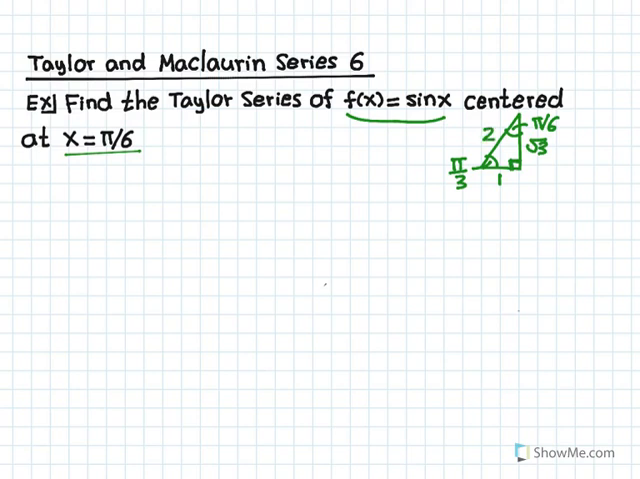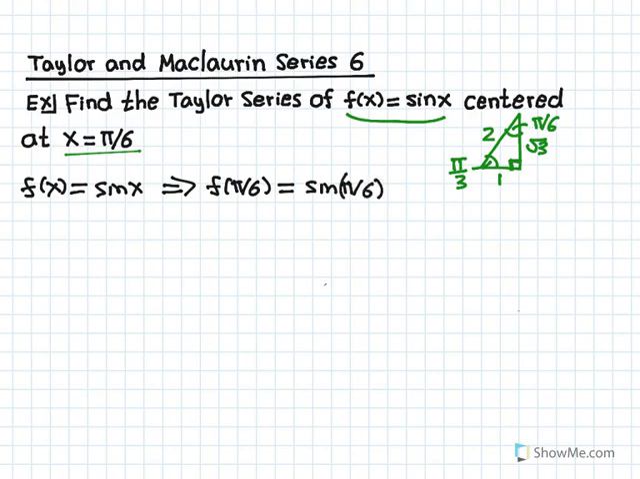All right, so f of x is equal to sine x. Now let's evaluate the function at x equals pi over 6. So we have f of pi over 6 is equal to sine of pi over 6. And looking at the special triangle, sine of pi over 6 is sine of 30 degrees. That's opposite over hypotenuse. That gives us 1/2. Now differentiate. We get f prime of x is equal to cosine x.